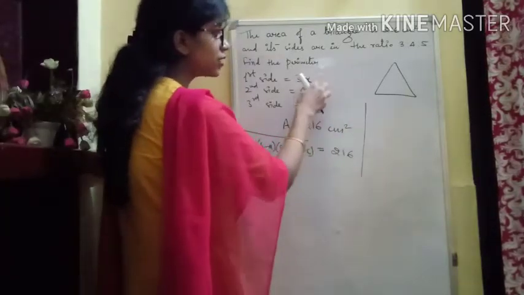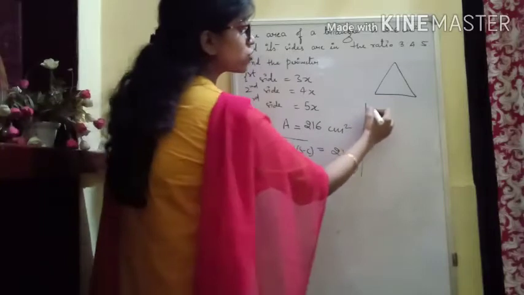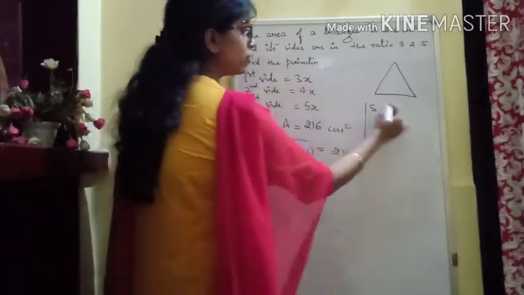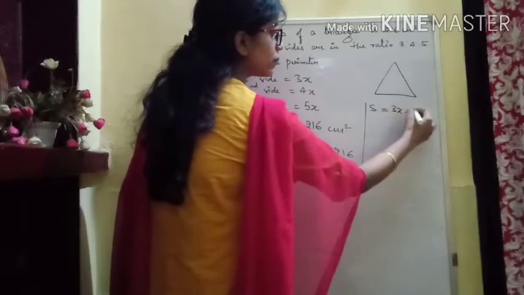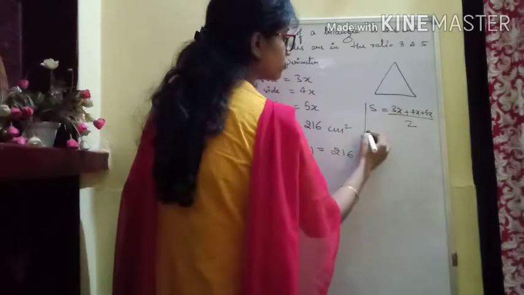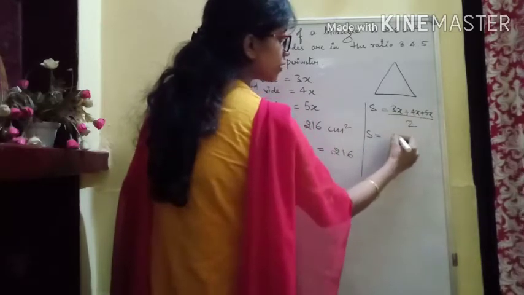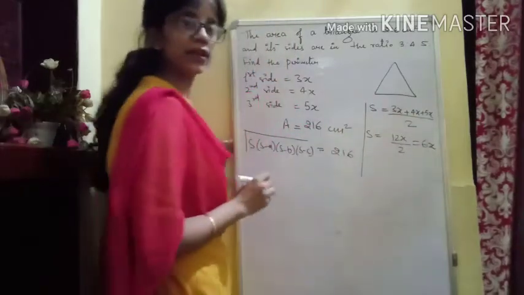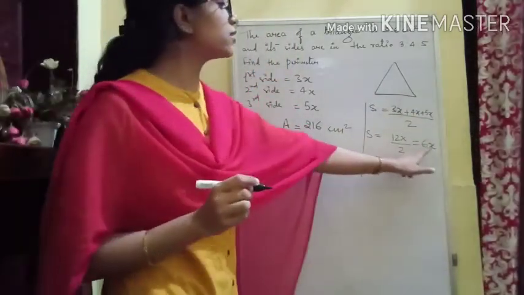We know the length of the sides with x, in the ratio. So the semi-perimeter will be the sum of all sides divided by 2. The sides are 3x plus 4x plus 5x, that is 3 sides, divided by 2. This will be 12x by 2, and that would be 6x. Correct? So the semi-perimeter is coming 6x.